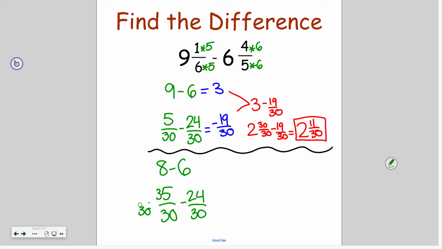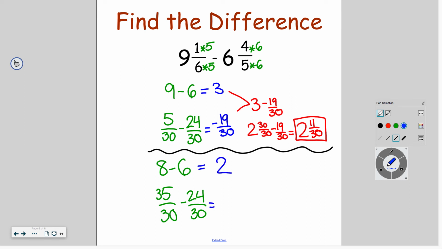So we took that 1 out, that 30 out of 30, and added it to 5 out of 30 to give us 35 out of 30. Then you would go ahead and do your subtraction from here, which is going to give you 2 for the whole number, and 35 minus 24 gives us 11 for the fraction. Combining those two back together, once again, gives you 2 and 11 out of 30.